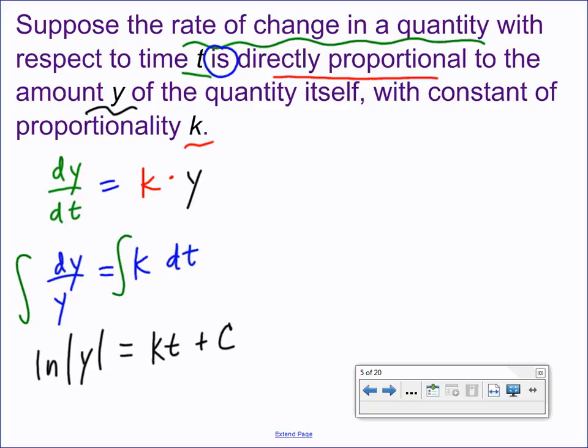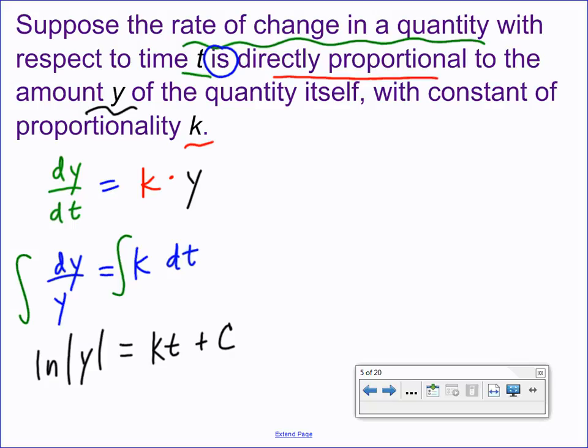Recall from AB, we include our constant of integration on the independent variable side. We saw that this was a rate of change in a quantity with respect to time, so t is my independent variable. All right, so what do we get for the general solution? Well, we want to solve for y. So let's solve that for y.